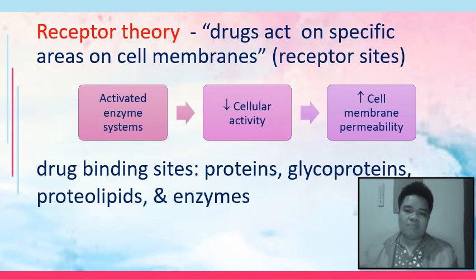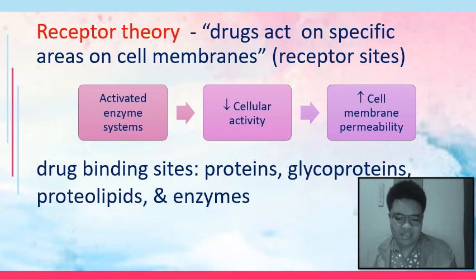Then we have your receptor theory. The receptor theory states that the drugs act on specific areas on cell membranes. This action is on your receptor sites. The drugs bind to the receptor either to activate or inactivate it. When I say activate the receptor, it can produce a response. When I say inactivate the receptor, it can block a response. So when the drug reaches the receptor site, there are two possible options: for the drug to activate the receptor site or for the drug to inactivate it.